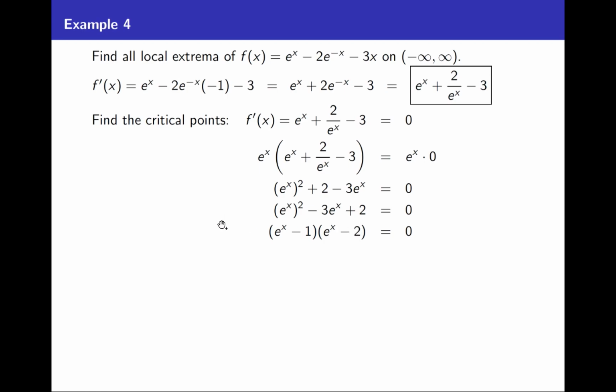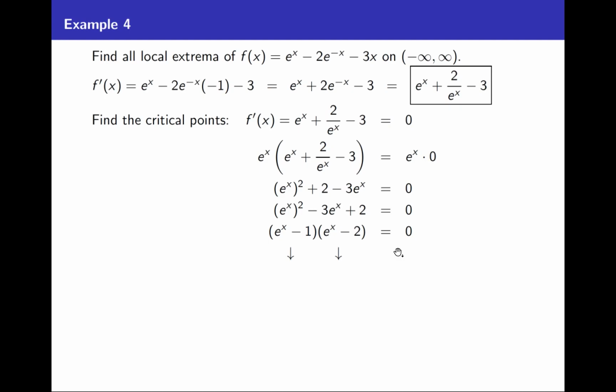So we could solve this equation by factoring. You have two factors multiplied together equal to 0. So the only way that that could be 0 is either if this first factor is 0 or if the second factor is 0. And we'll look at those individually.